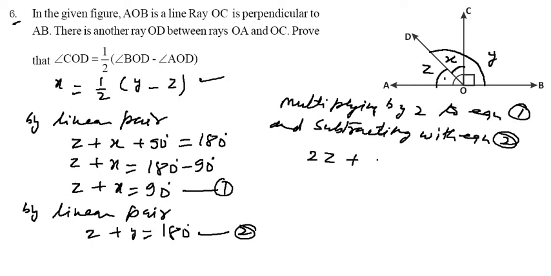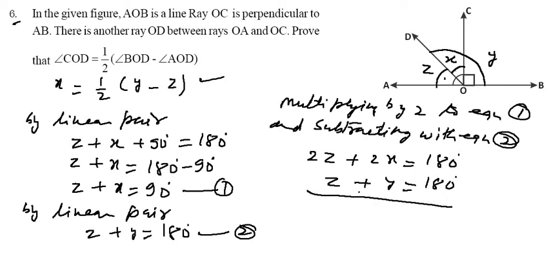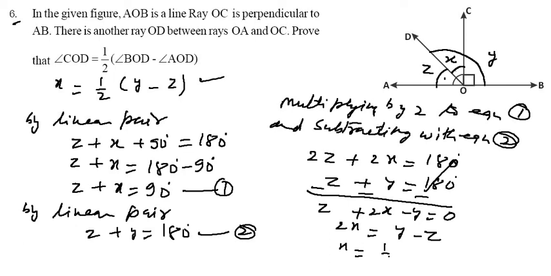So 2Z plus 2X will be equal to 180 degree, and here Z plus Y will be equal to 180 degree. Now subtract them, change their sign. So 180 will be cancelled out, and we get here Z plus 2X minus Y is equal to 0. So 2X will be equal to Y minus Z. So X will be equal to 1 by 2 (Y minus Z), and that is proved. And it's a very important question, so you can do it very well.